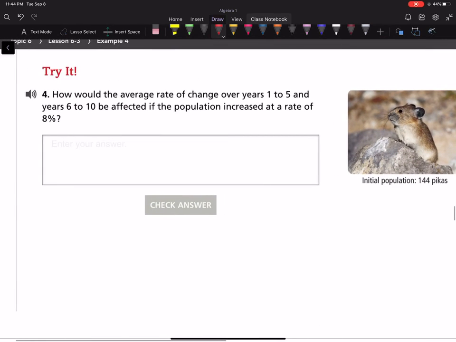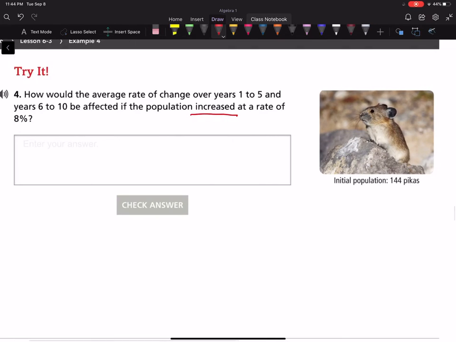So here we go. Again, same thing. How would the average rate of change over years 1 to 5 and years 6 to 10 be affected if the population increased at a rate of 8%? So this time, we're increasing it. So that changes my equation. We're going to have f of x equals, we're still starting out with 144 pikas, but this time we're going to increase it. So we're going to add 0.08 to our 1. Okay? Well, that's f of x equals 144 times 1.08 to the x power.